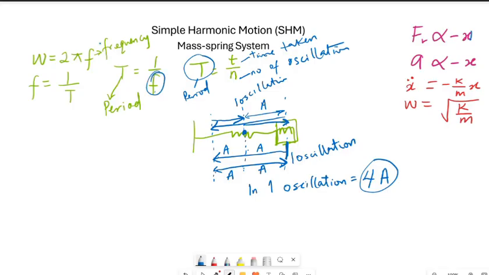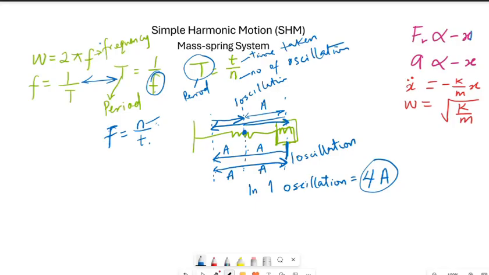Why frequency? Frequency is the number of oscillations it makes within 1 second. We can see that they are inversely proportional to each other. So the number of oscillations performed within 1 second is what we mean by frequency, while period is the time taken to complete one oscillation. So that is that about that.